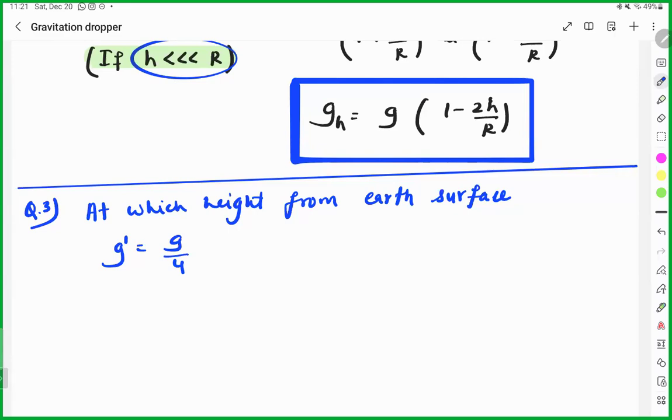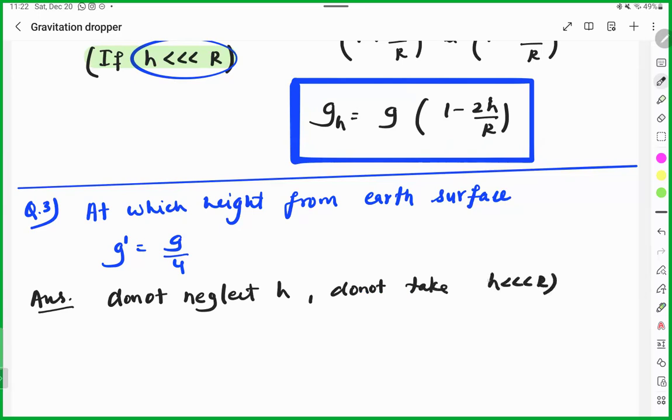Here you can't neglect the H value, because you don't know the H value. That is why I gave you this question. Whatever you do, don't neglect H, or don't take H greater than R like this. Because I know this chapter is easy, you will be able to solve this question, but I also know where you can make a mistake. Do it and tell me the answer. Sarah, you tell me the answer for this question.